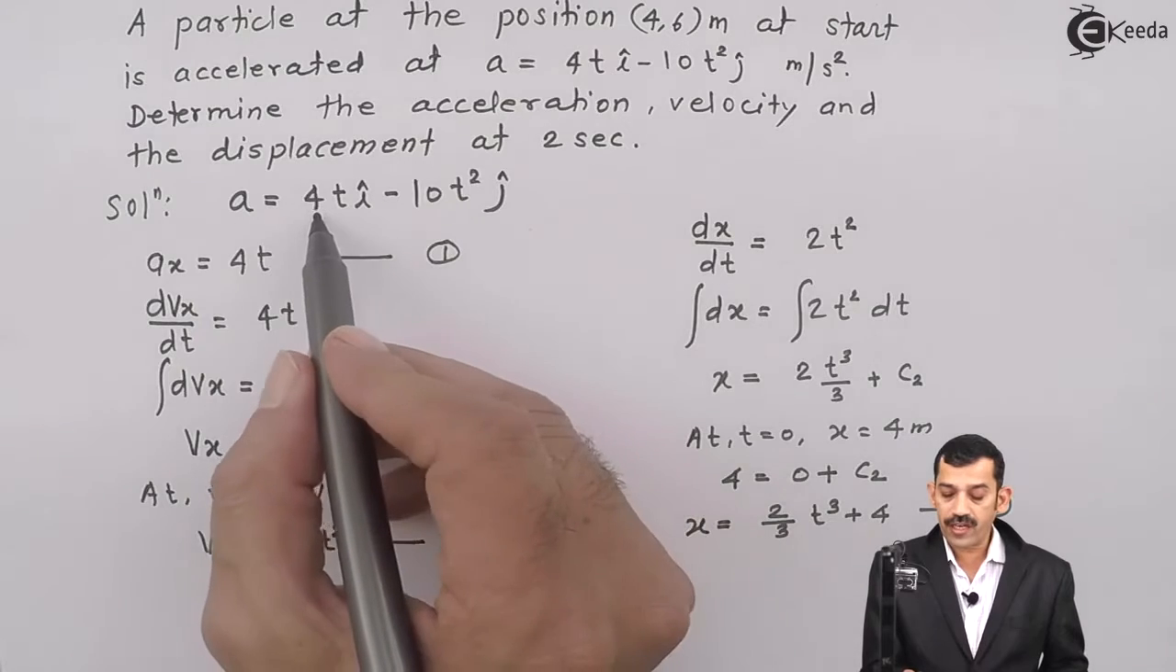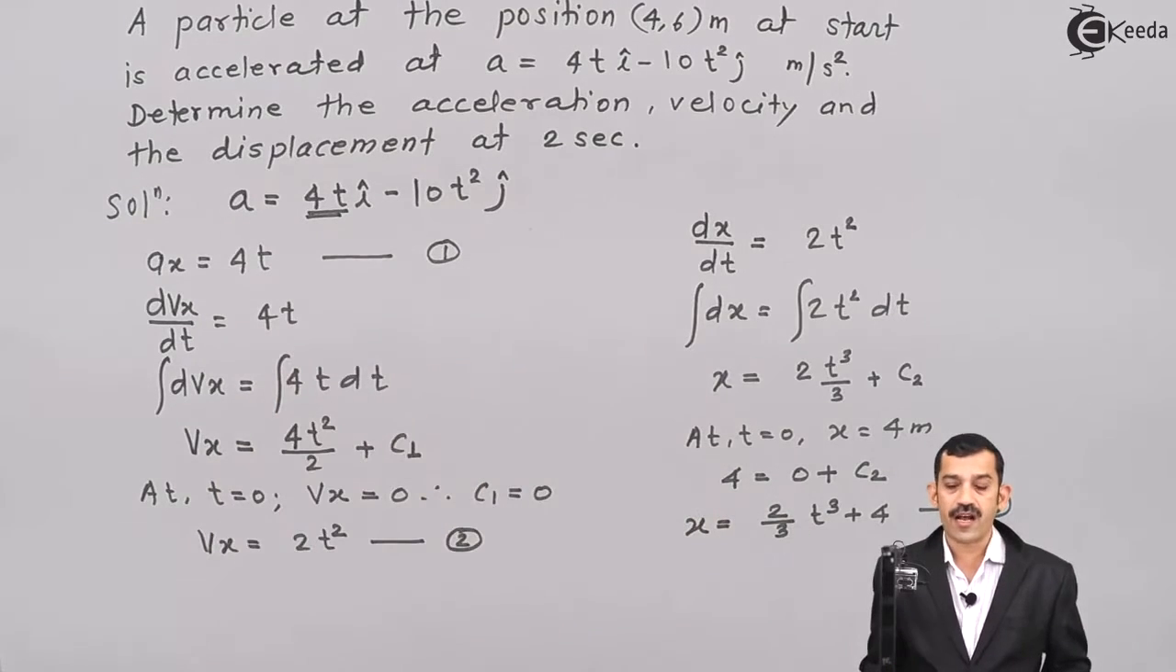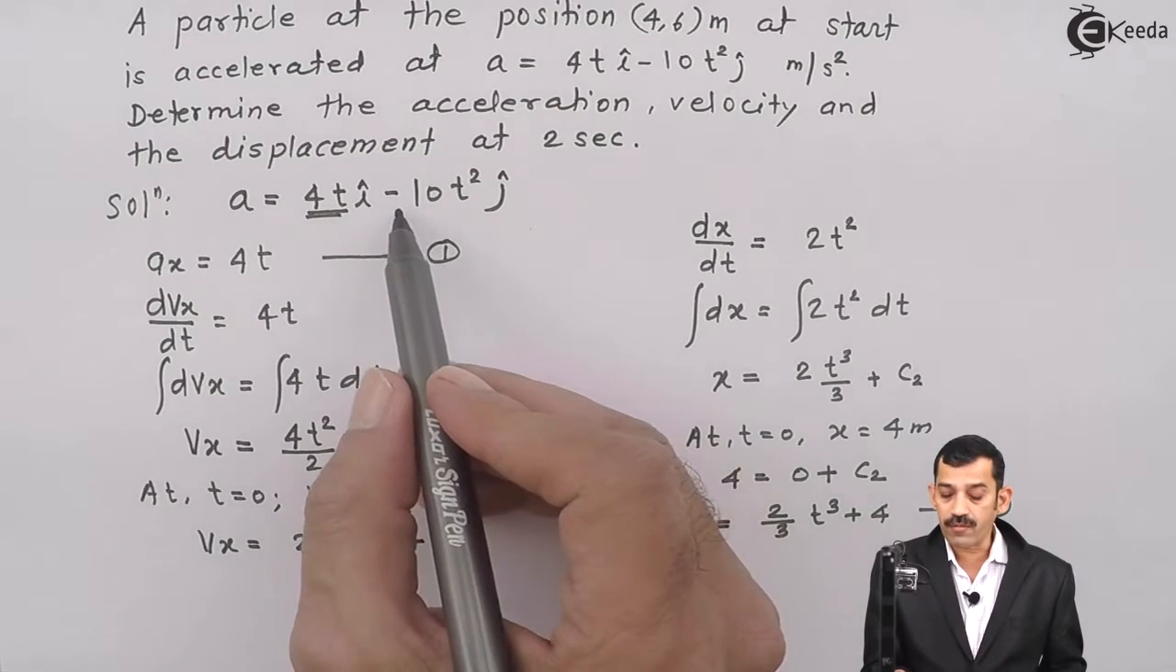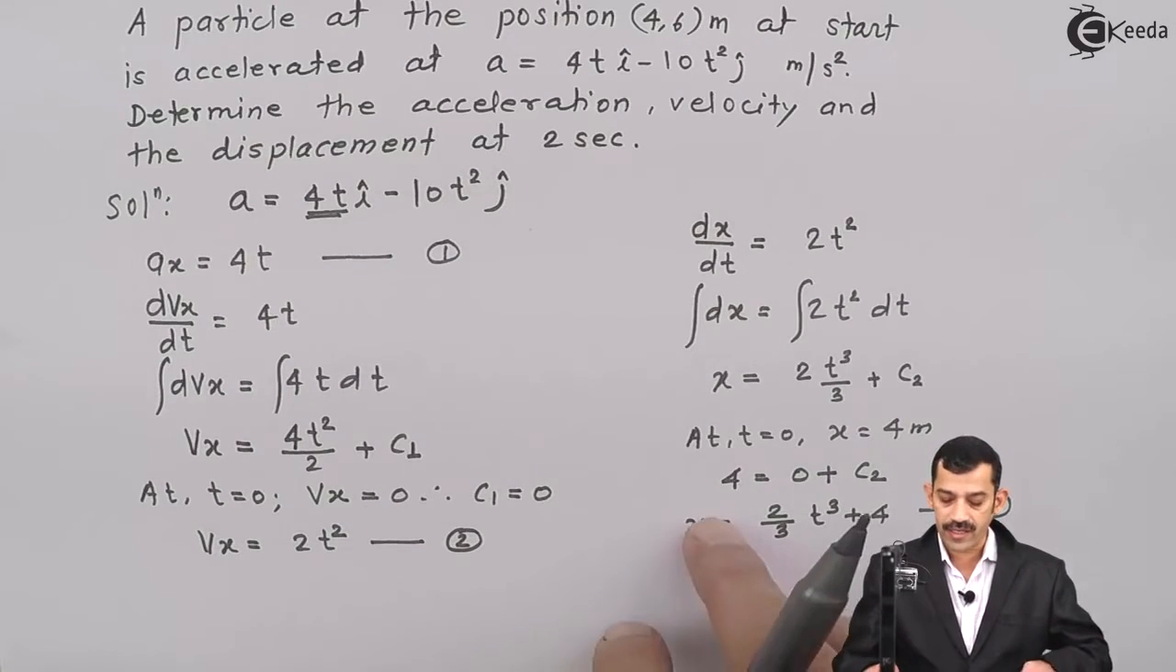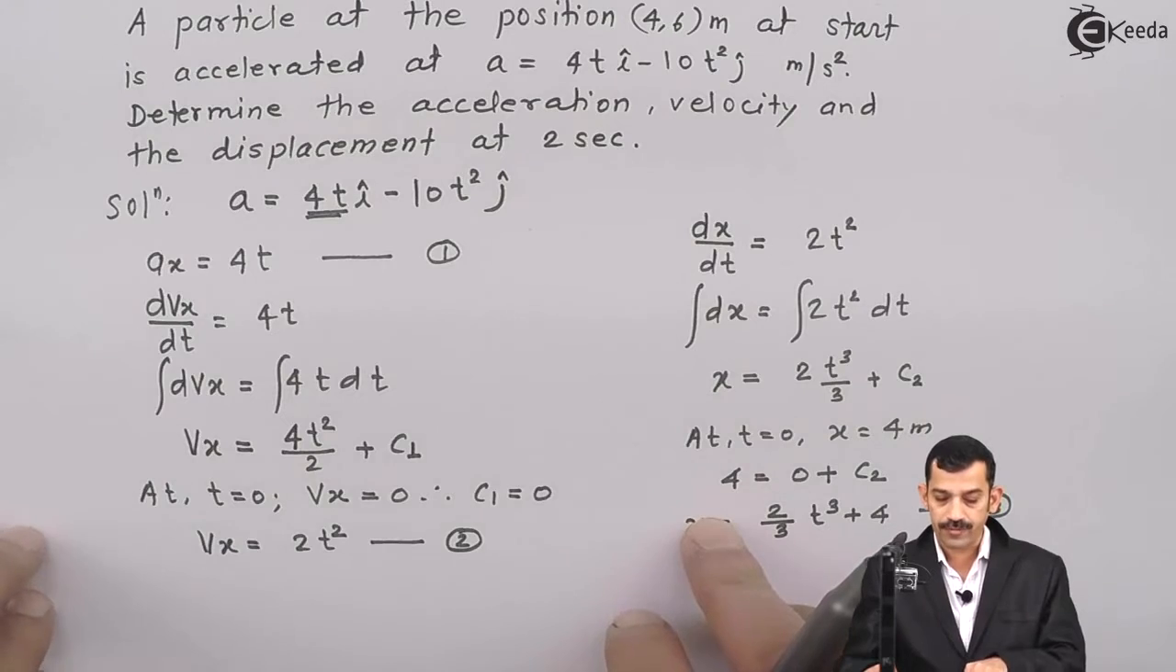That means we started from ax, from ax we got vx, and again we integrated it to get x. Similarly, what is given? Minus 10t square j, that means ay is known. From ay we will find out vy, and from vy we will find out y. ay is given as minus 10t square. We will continue on the next page.